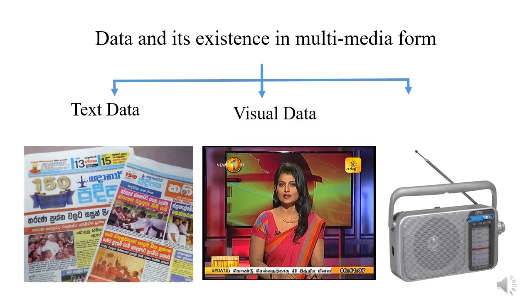Visual data is data that can be seen. Photographs, pictures, and animations are examples of this. Visual data is mostly seen on television and social media websites.